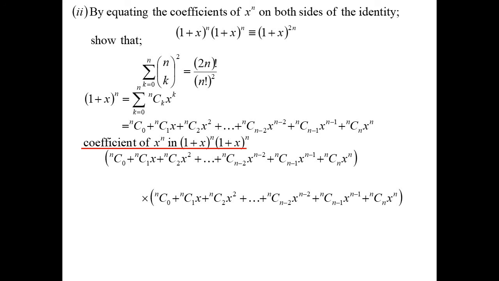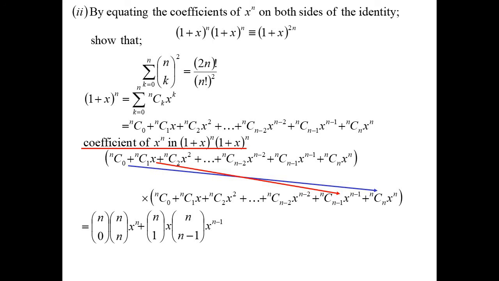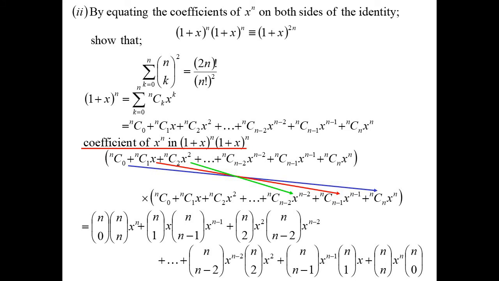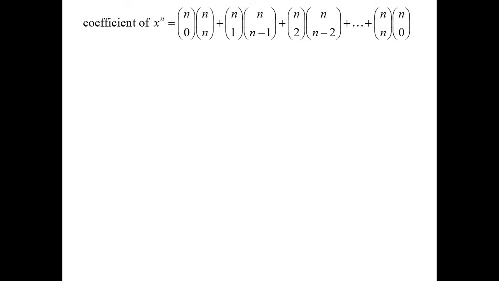So start with the left-hand side. I've got this (1 + x)^n, and I'm multiplying it by itself. I just want the terms that will produce x^n. So the nC0 must be times the nCn x^n, the nC1 must be times the nC(n-1) x^(n-1), the nC2 x squared times the nC(n-2), and so on and so on and so on. We get the whole expression. Okay, so the coefficient, I'm not interested in the x^n, it's just the coefficient I'm interested in. We get nC0 nCn + nC1 nC(n-1), and so on.